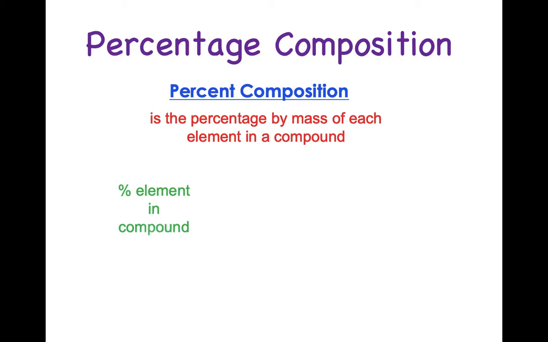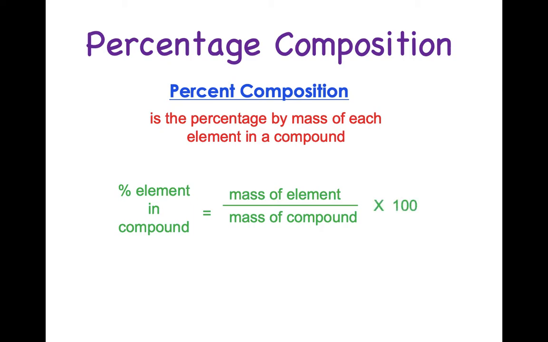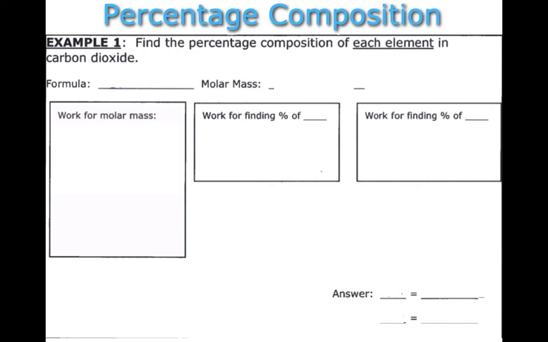To find the percent of the element in the compound, say the hydrogen in the water, we would have to know how much hydrogen there was in the compound, which is 2 hydrogens, and the mass of that would be 2.02. And we would need to know the overall molar mass of the compound. This is the mass of the compound, that's the overall molar mass. And then we would multiply that by 100. So the unit for percent composition is a percentage. So let's look at 3 example problems.